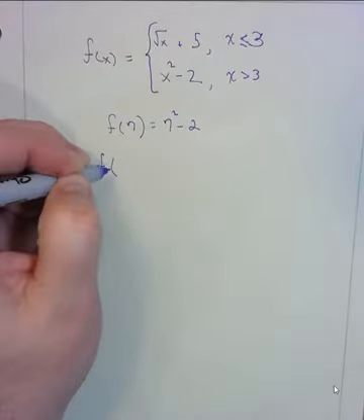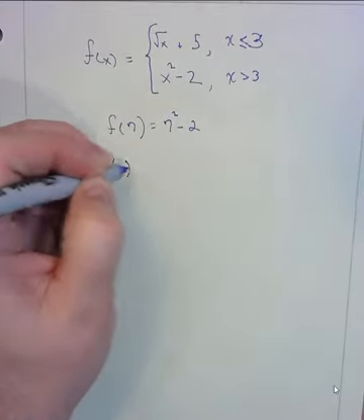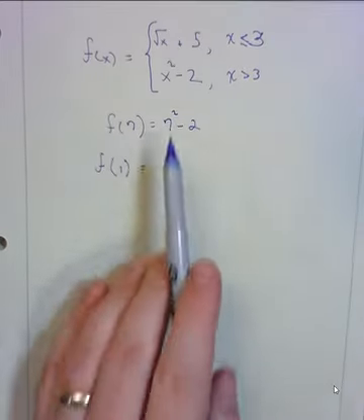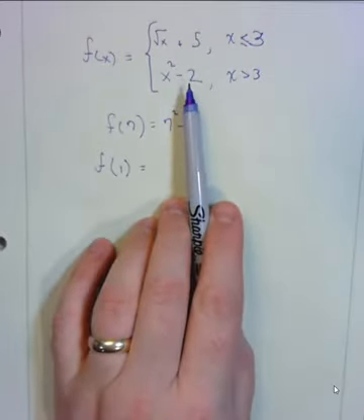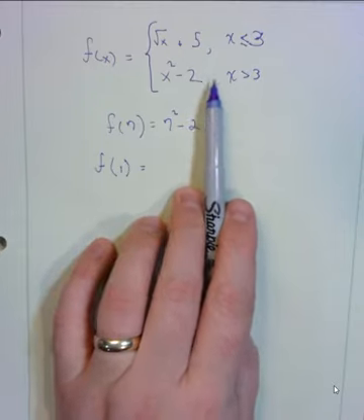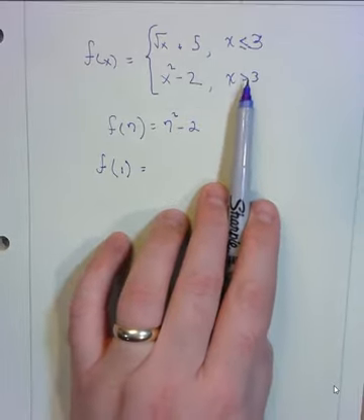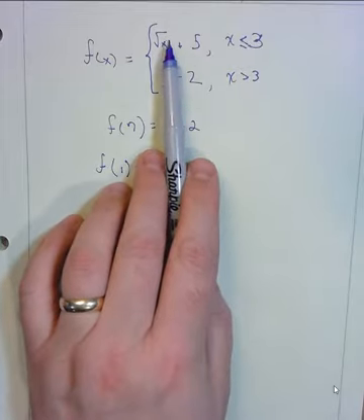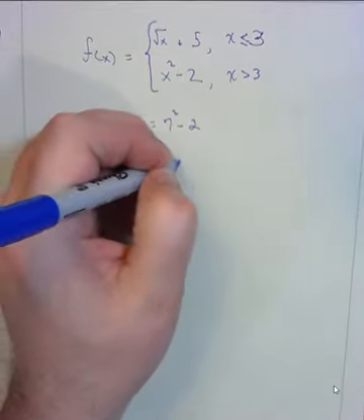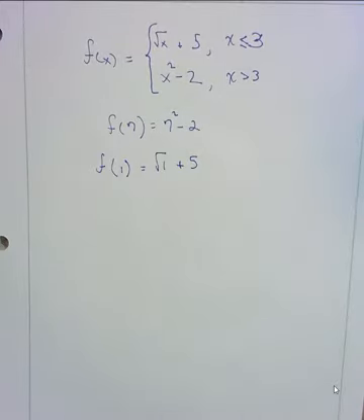Maybe I want f of 1. Well, again, I just have a choice. Which recipe am I going to use? Well, that's based on the input. My input is x equals 1 at the moment. Which bucket is that in? Is that in this bucket? No, it's in this bucket. And that means we use this recipe. And so f of 1 is the square root of 1 plus 5, which is 6.